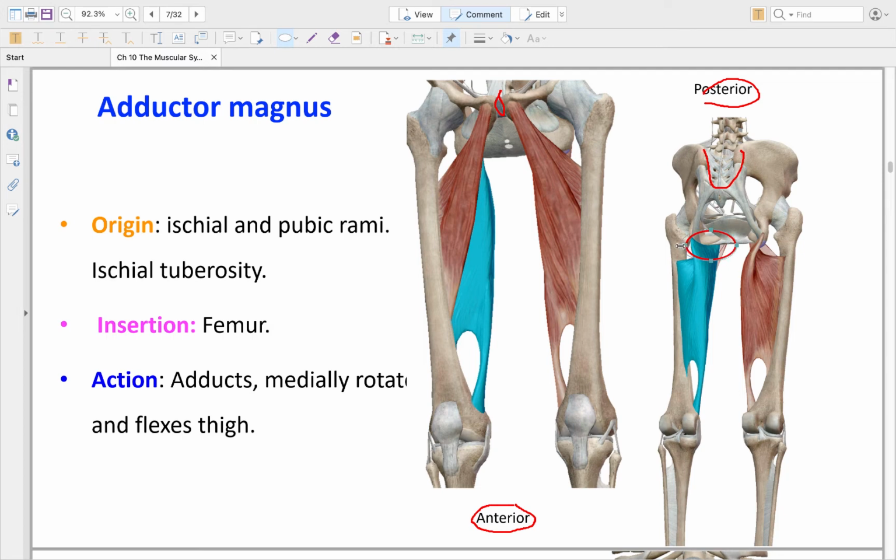On the posterior view, the insertion is on the femur, and you can see that it's here and here. Its job is to adduct, medially rotate and flex the thigh. So remember, bringing thighs together and also allowing that medial rotation and flexion.